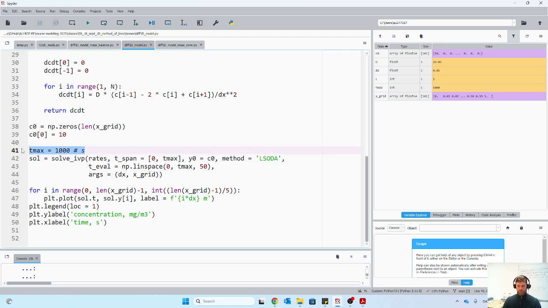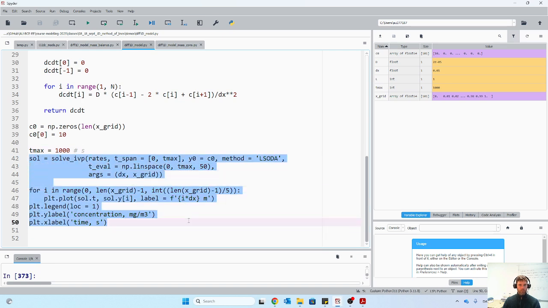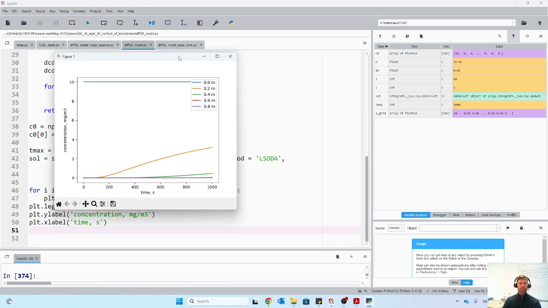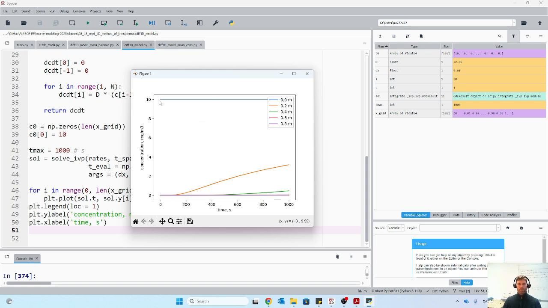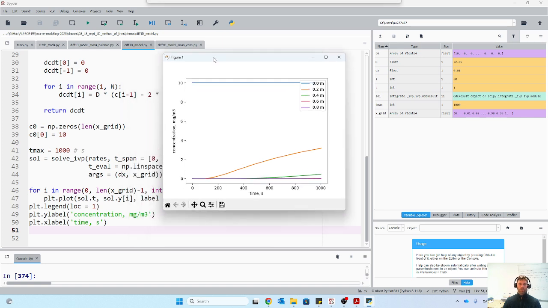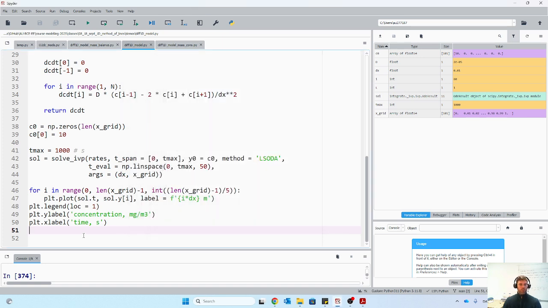If we run this model for 1000 seconds and we solve it with solve_ivp and we then plot it, we get this figure. So of course we have 10 milligrams per cubic meter on the left side, that is 0 meters into the pipe, and on the right side, at 0.8 meters, which is close to the end, the concentration is not really increasing yet. Good. So I show you this because now we are going to verify that mass is conserved in this model.